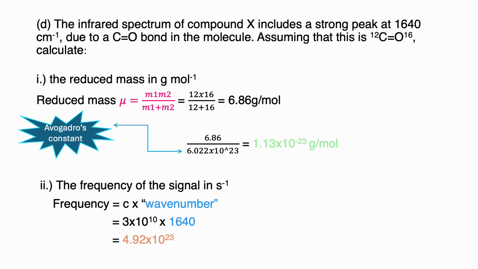Part II, the frequency of the signal in s-1. So the frequency is calculated by c times the wave number, and they've already given us the wave number, which is 1,640, and c is 3 times 10 to the power of 10, which gives us 4.92 times 10 to the 13.